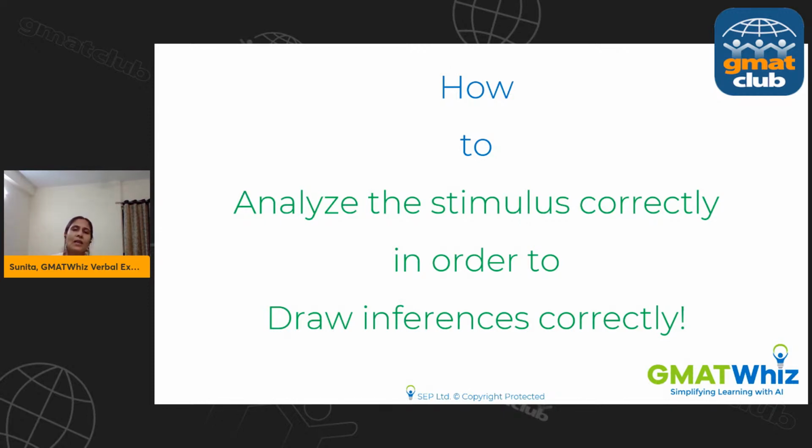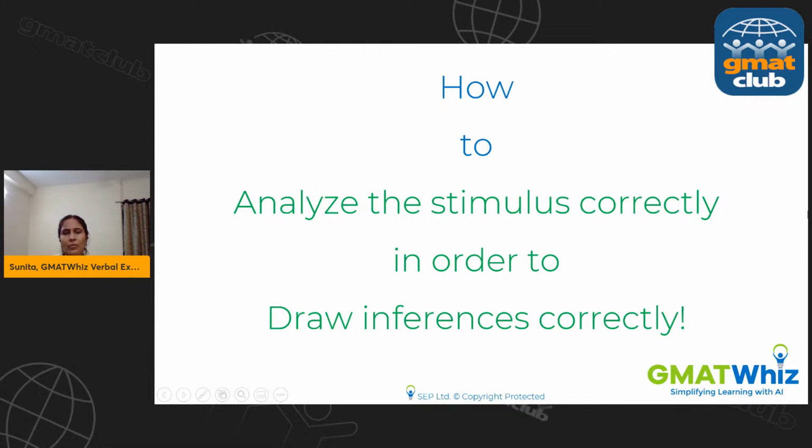As I was saying, a lot of us think that we need to draw inferences only on an inference question, but that's not the correct way of thinking. Definitely, you need to draw an inference when the question stem is asking you to. But apart from that as well, you need to draw inferences as you read along. How to do that correctly? Let's look at this question and find out for ourselves.